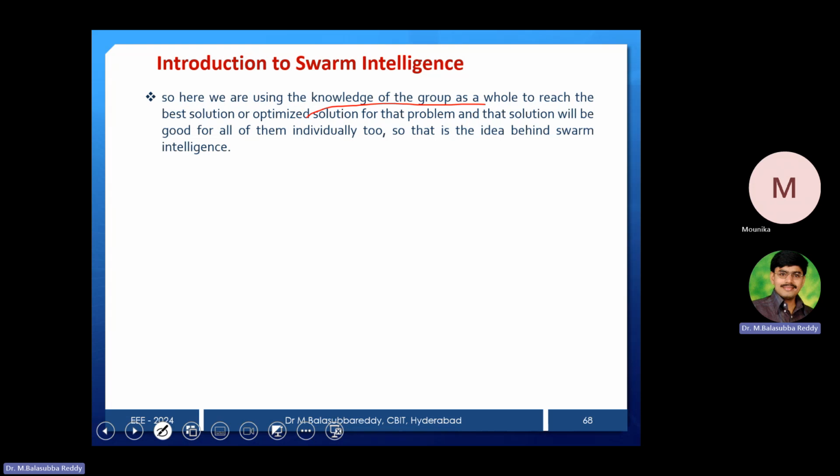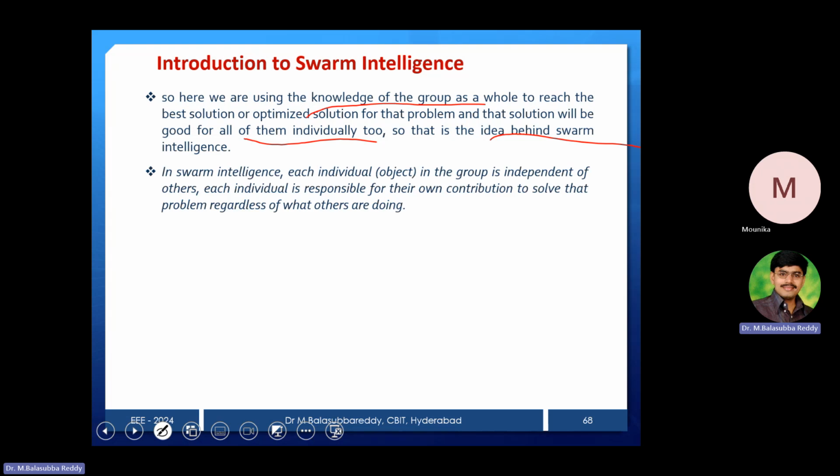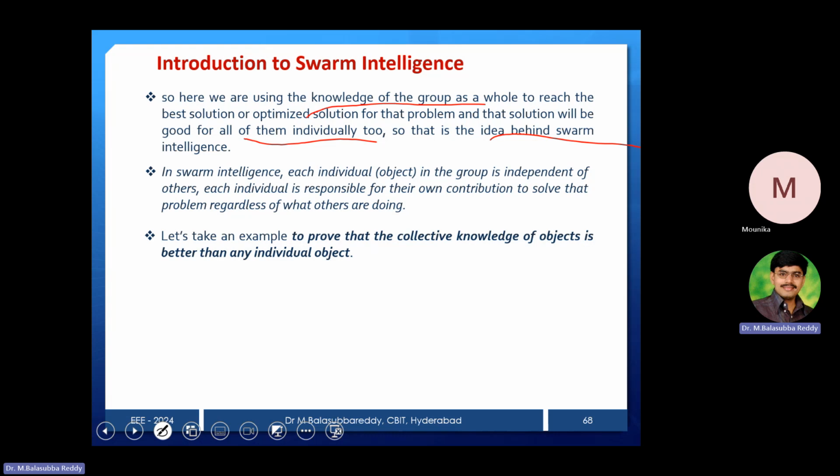That solution will be good for each of them individually also, because everybody learns through the group of people. The idea behind this is that in swarm intelligence, each individual or object in a group is independent of the others. Each individual is responsible for their own contribution to solving that problem.